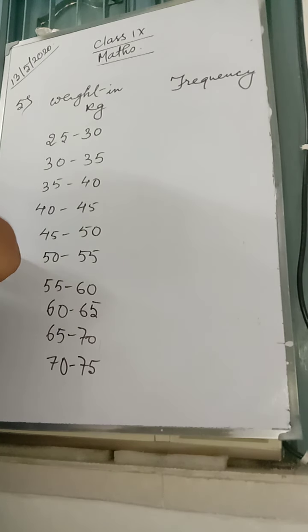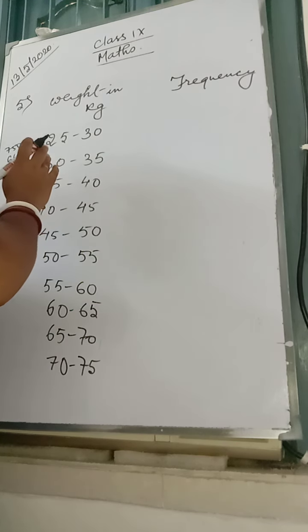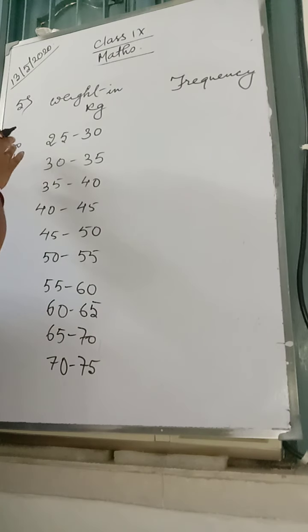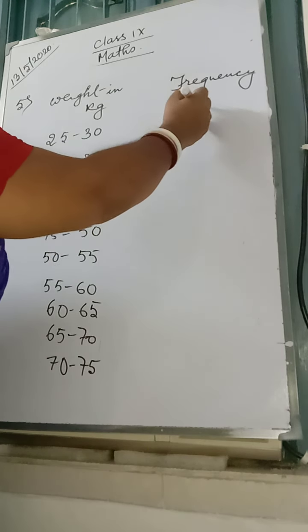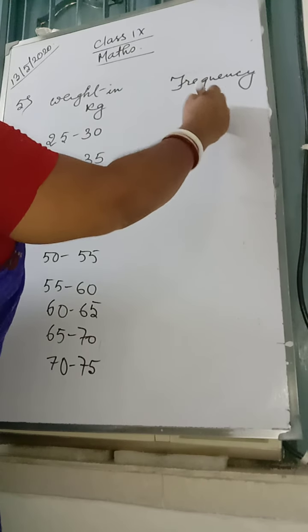Now you see, the first one frequency was 750. Next one was 640. So what does it mean? Out of 750 people, there are 640 who are more than 30 kg, is it? So how many people are in this group, 25 to 30? We'll just subtract it, 750 minus 640. So there are 110 people, is it?